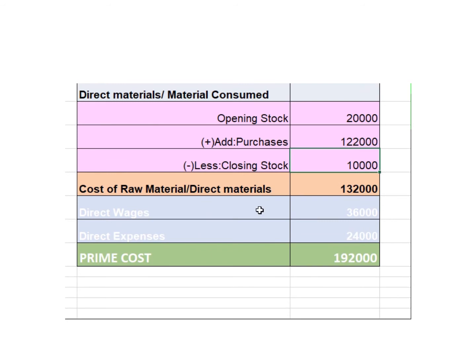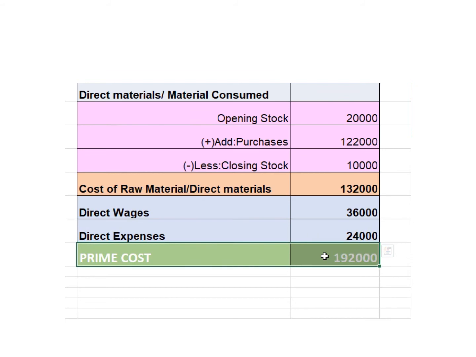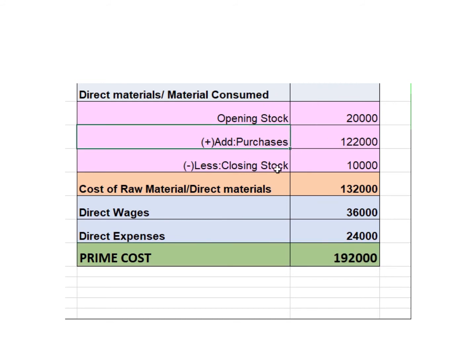Now for calculation of prime cost, you have to add direct materials, and the already given direct wages and direct expenses. You have to add those things to get the prime cost. So now you have calculated the prime cost with adjustment for inventories, because the opening and closing stock are inventories that are there. Purchase you usually do, but already you had a stock and you have stock at the end also. So this is a calculation of prime cost along with inventory.